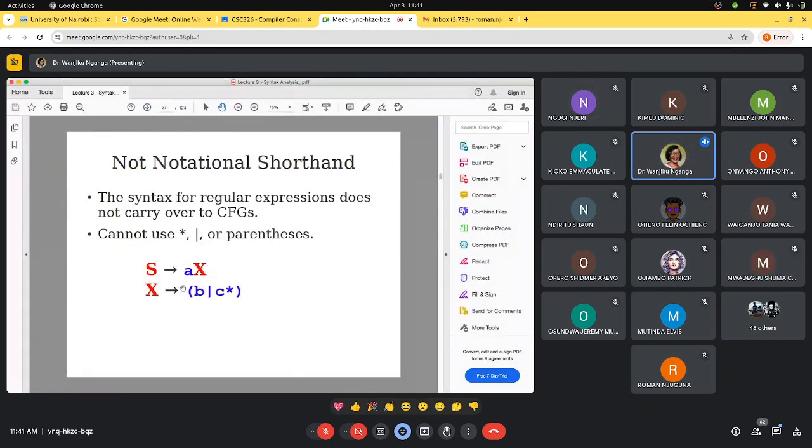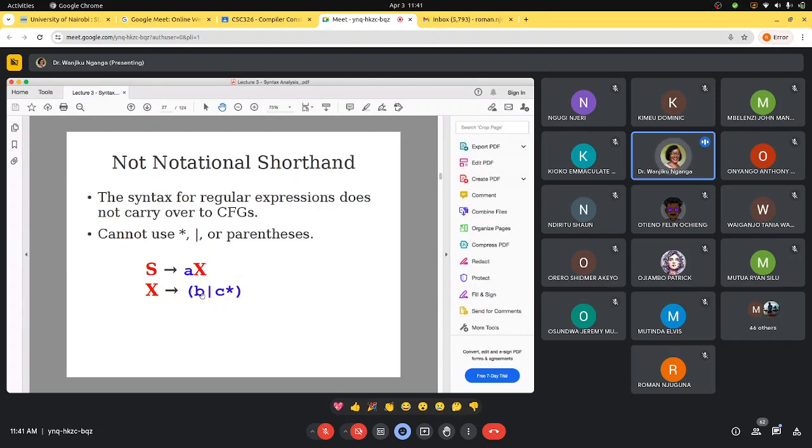But in this case, we would create a new non-terminal X that takes care of the bit that has these operators. And then we also need to rewrite this. So here we can say it goes to either B or C star. If we start from here, S goes to A. So A is a terminal symbol, concatenated with B or C star. So we've now created a non-terminal X that takes care of the B or C star.